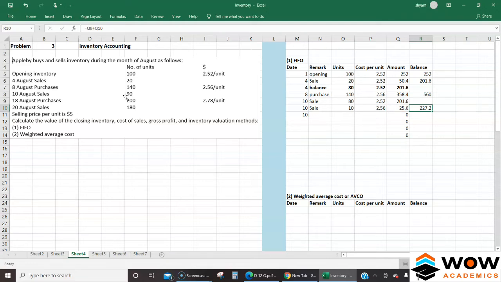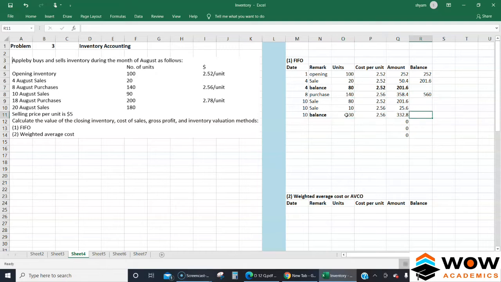But we don't need to put the sale value. We just need to put the balance value. So what is the balance? See, the balance is, this 80 has been sold. Okay, balance is only 130 units. So we can take it here and put it here. So the balance that we have in stock is 130 units.